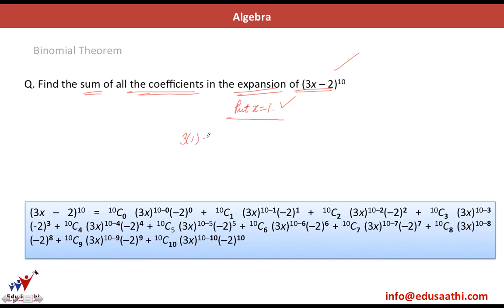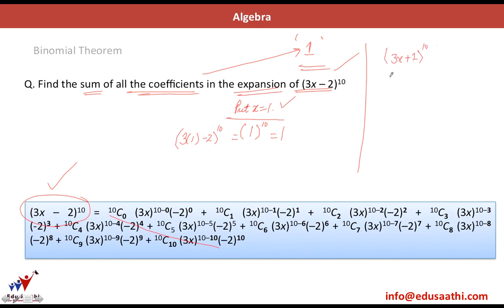So if I do the same thing on the left, I am left with 3 minus 2, which is 1 raised to power 10, which is 1. So if my right hand side is giving me sum of all the coefficients, the left hand side will give me its value. So sum of all the coefficients in the expansion of 3x minus 2 raised to power 10 is 1.